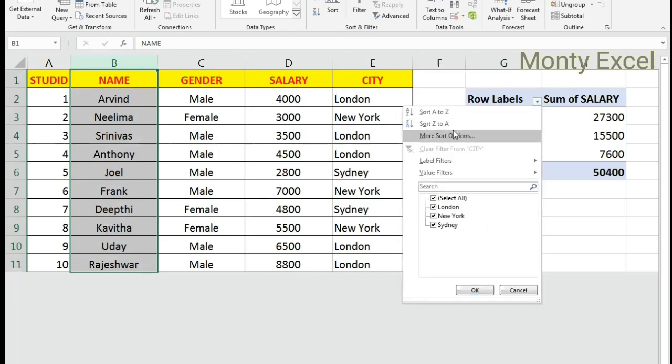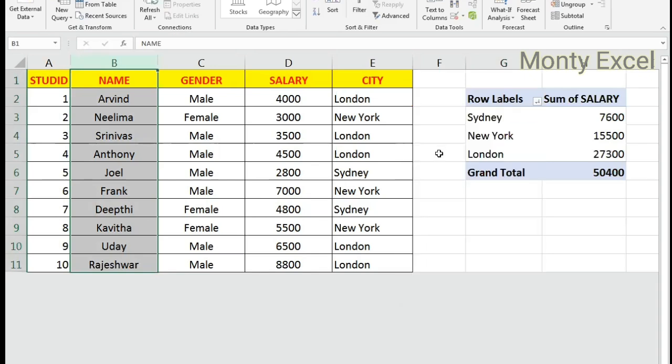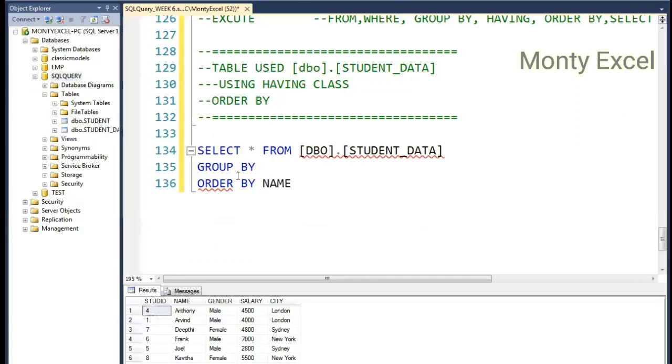How are you going to sort it, by the way? Let me make Z to A. After creating a pivot table, I'm sorting it. But here I'm trying to sort on the raw data. So this is what happens. If you are using ORDER BY, you can use it after that too. If you are using GROUP BY, we again need to use HAVING. So ORDER BY comes later.